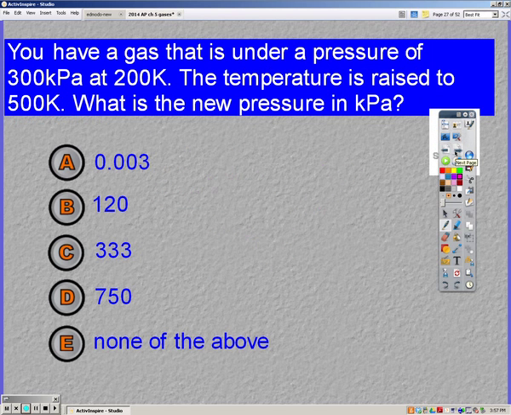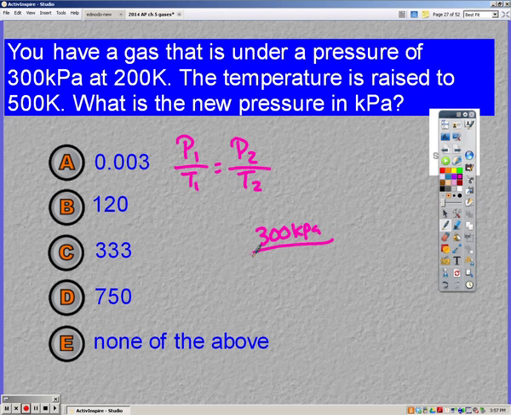Okay, go ahead and pause the video and try this one on your own. So in this case, we have a pressure of 300 kPa at 200 Kelvin, and we raise the temperature to 500 Kelvin, and we're looking for the new pressure. So we have pressure and temperature, or Gay-Lussac's law. So I wrote my equation. I can plug it in.